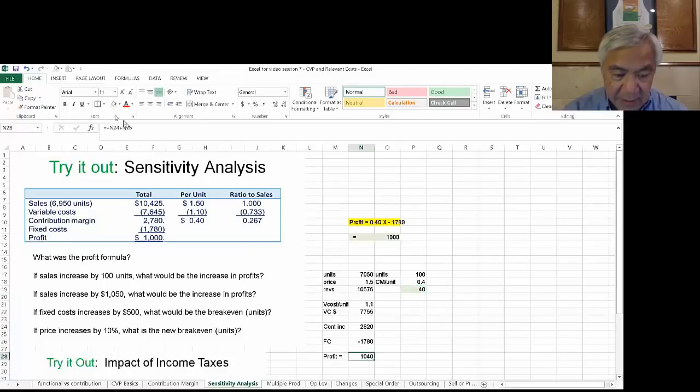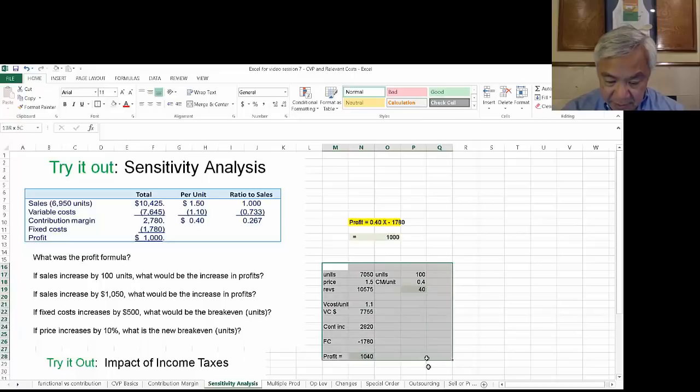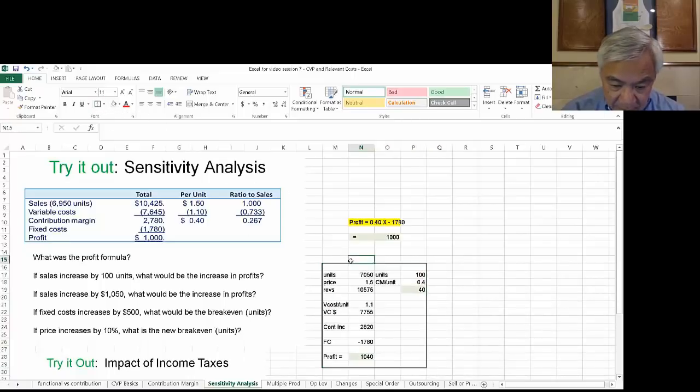The 40 is consistent with 1,040 minus 1,000. Either we could build it up or simply use the contribution margin that we just derived, the 40 cents per unit, and multiply it times the extra units sold, or 100. So this is scenario 1. So I'll just put a box around it, and this is a sales increase.